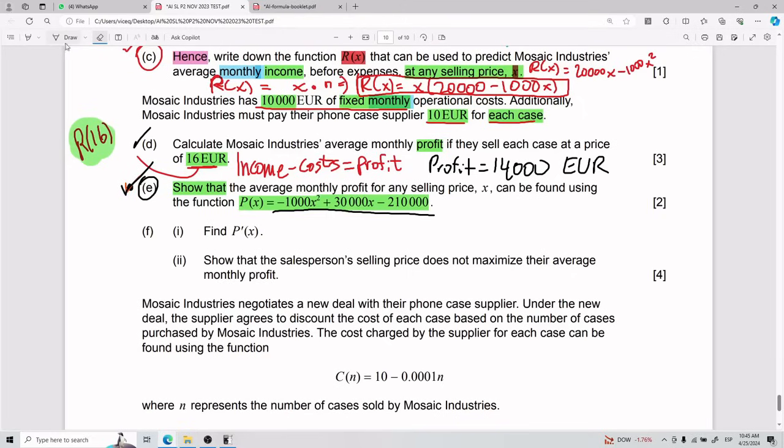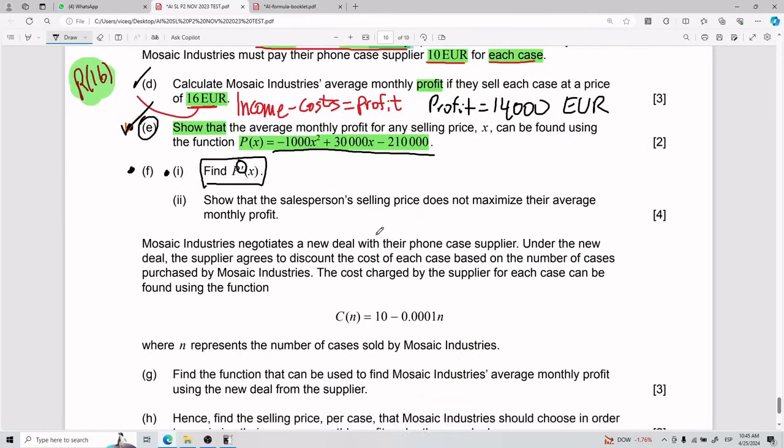And here for part F, part 1, we have find the derivative of P(x). And so how do I know it's the derivative? It's because you have this symbol. And any of you that just thought, isn't that the inverse? Inverse would be if they write it like this. Derivative is if they write it like this. Okay, so it's the difference.